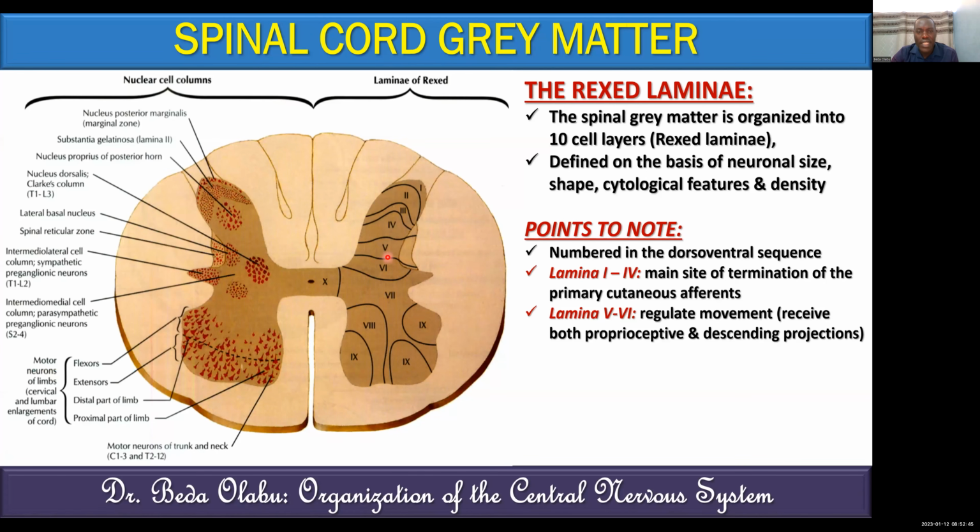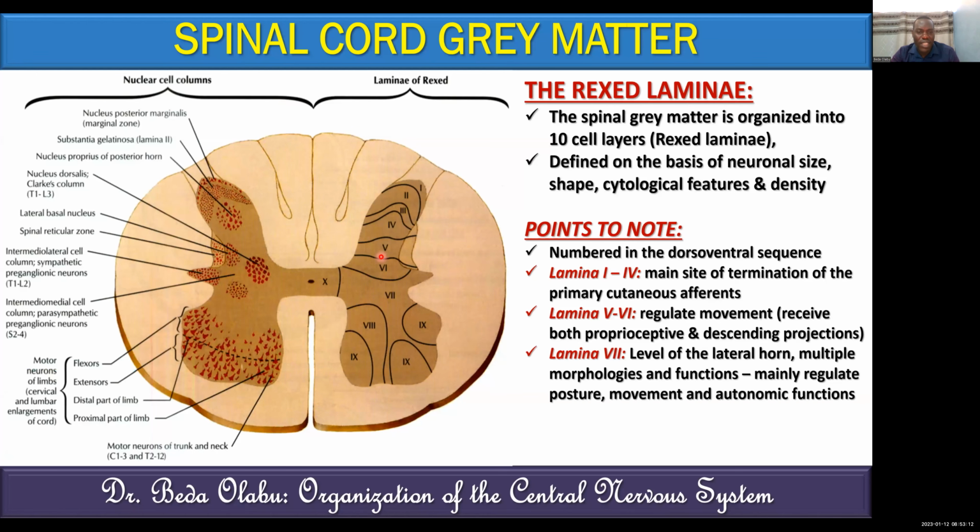Because of that connection, it's receiving impulses from the cerebral cortex, which are motor in function. It's also receiving impulses from peripheral receptors for proprioception. Lamina 5 and 6 are known to regulate movements. Okay, that is about the dorsal horn.